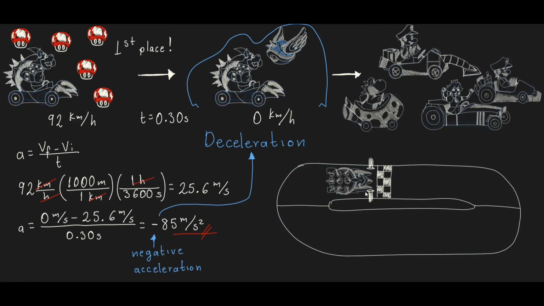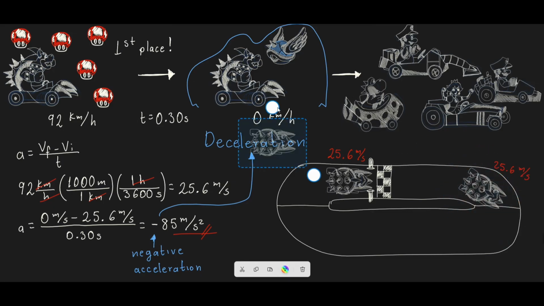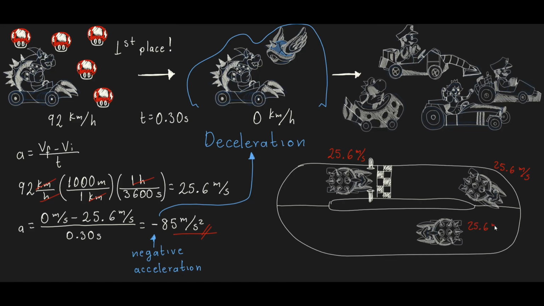Let's put Bowser now in the Baby Park circuit. He finishes the first lap with a constant speed, let's say 25.6 meters per second. That means that speed didn't change along the track, but Bowser accelerated in the same first lap. How is that possible? He moved at a constant speed, yet he was accelerating?